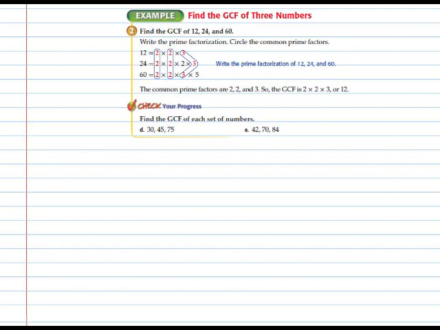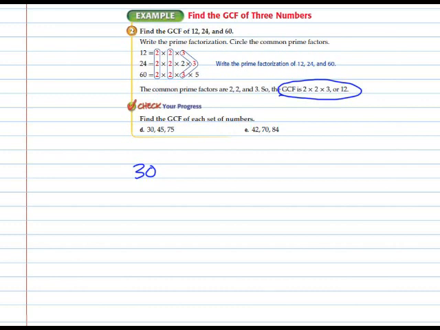When you're working with 3 numbers, clearly greatest common factor, best found with prime factorization. In this case, 12 is 2 times 2 times 3. 24 is 2 times 2 times 2 times 3. 60 is 2 times 2 times 3 times 5. All 3 have 2 as a common prime factor twice. All 3 have 3 as a common prime factor. So the greatest common factor of the 3 numbers is 2 times 2 times 3, which is 12.